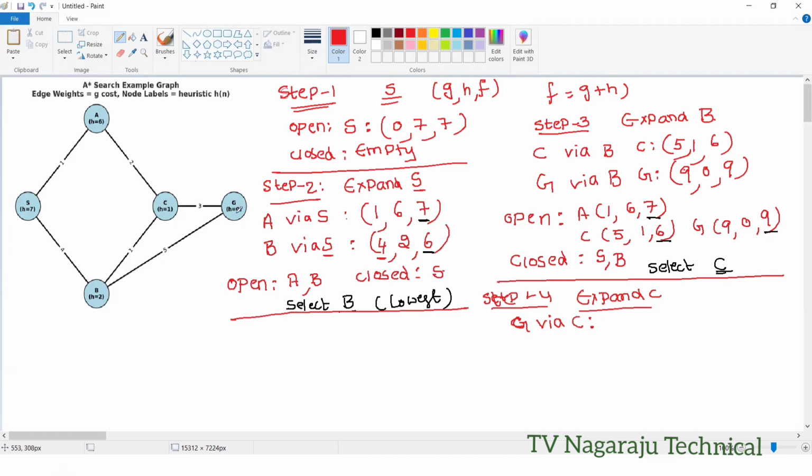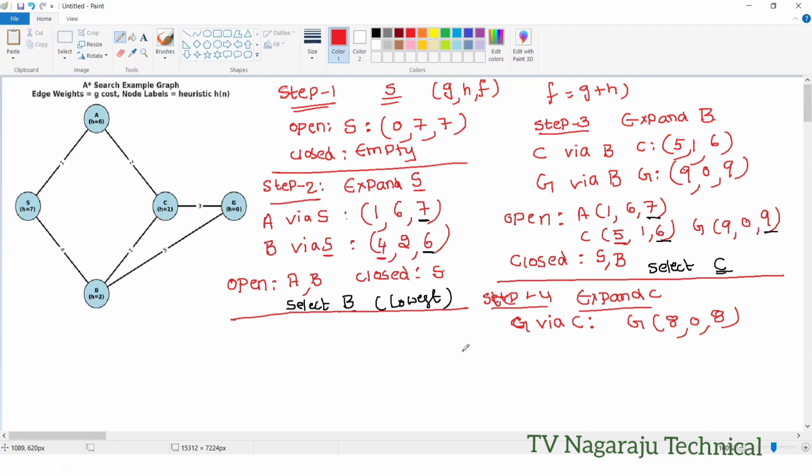Now I am moving to the node G through the mediator C. Now what is the value of G? Up to C, what is the cost? 5. Now 5 plus 3, the cost is 8. Now the heuristic value of G is equal to 0, and 8 plus 0 is equal to 8.